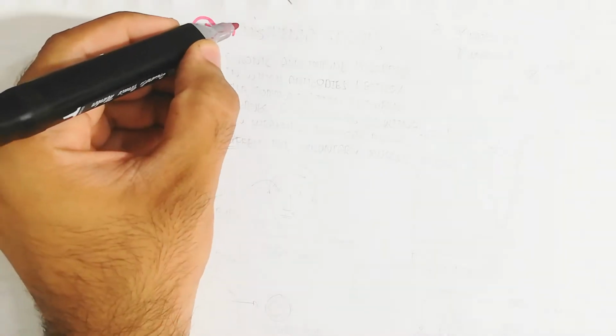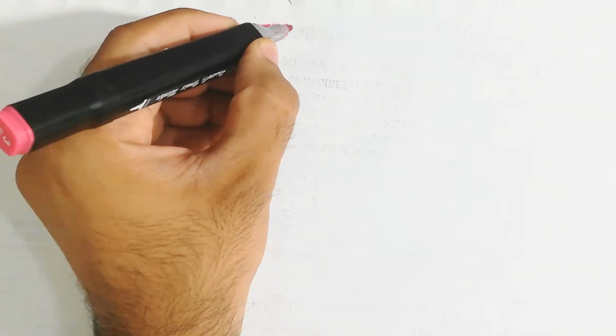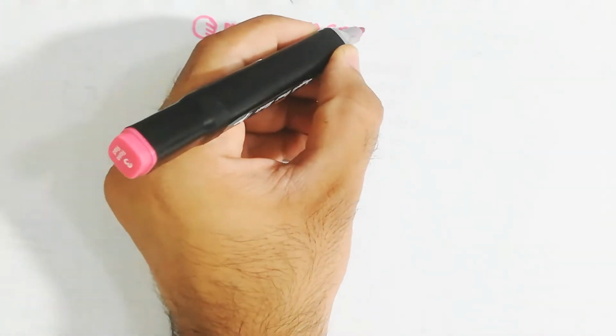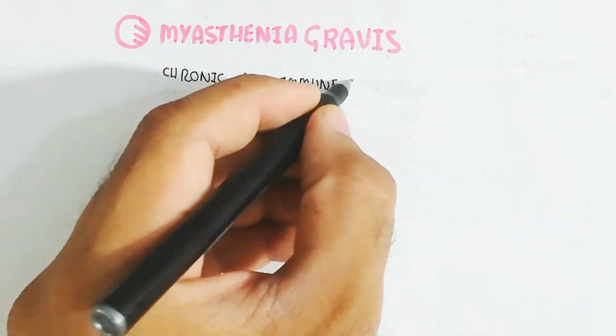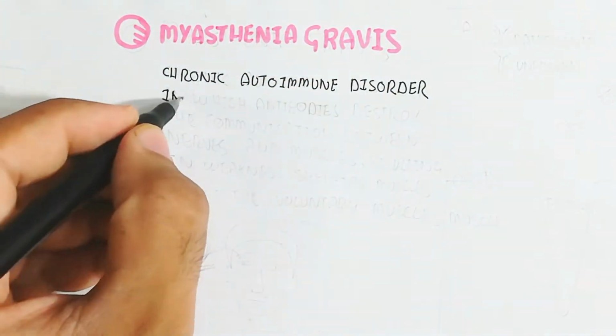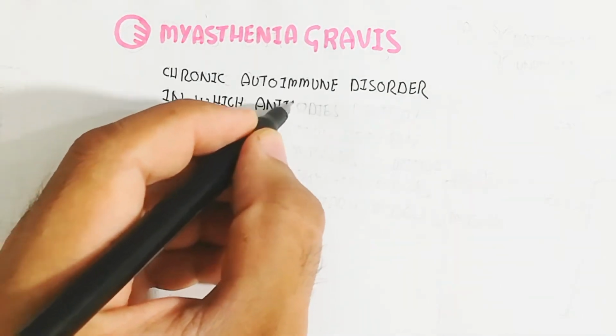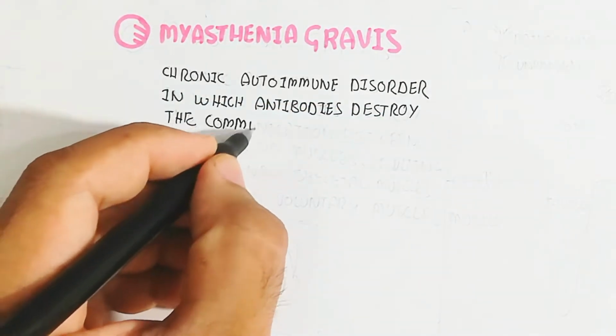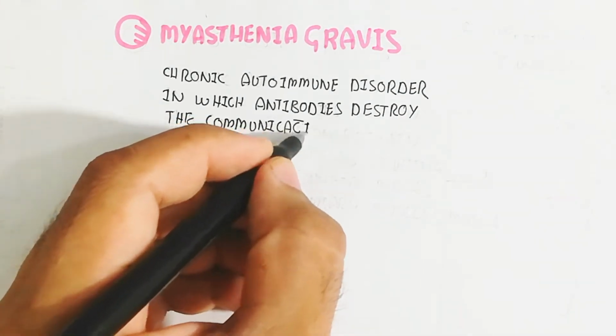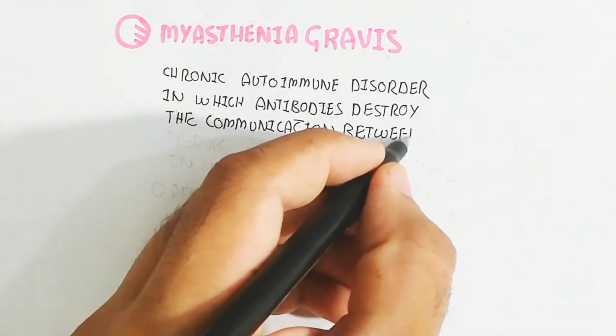Hello, in this video we will discuss Myasthenia gravis. What is Myasthenia gravis? Let's begin to understand. Myasthenia gravis is a chronic autoimmune disorder in which antibodies destroy the communication between nerves and the muscles, resulting in weakness of the skeletal muscles, which affects the voluntary muscles.